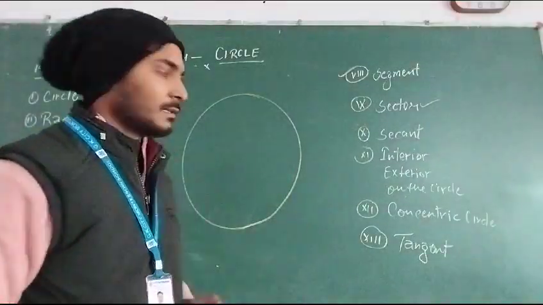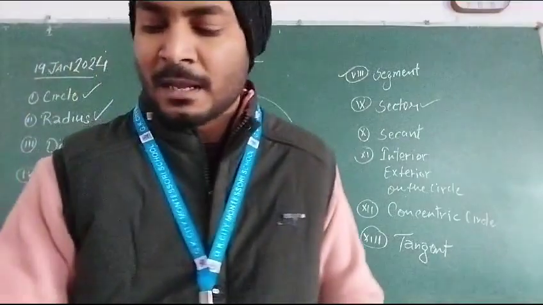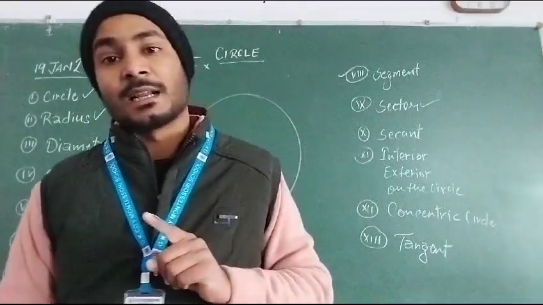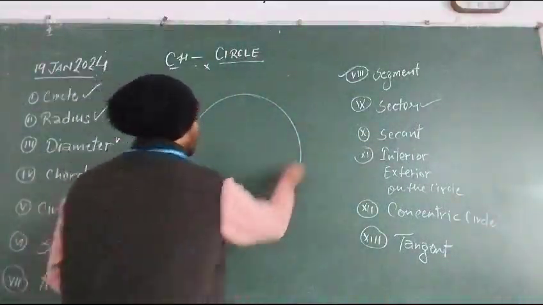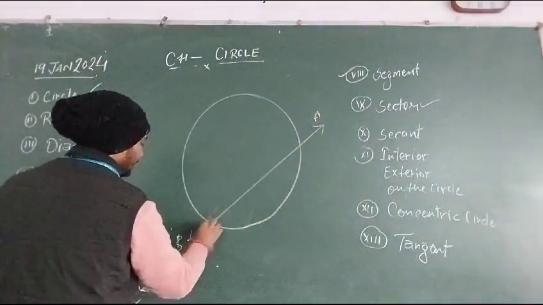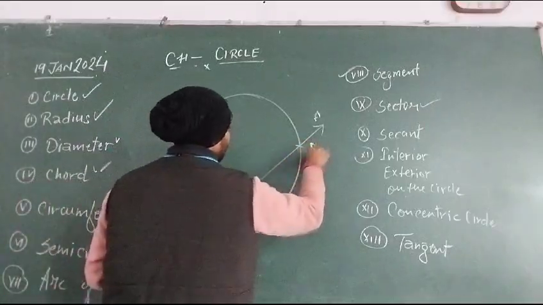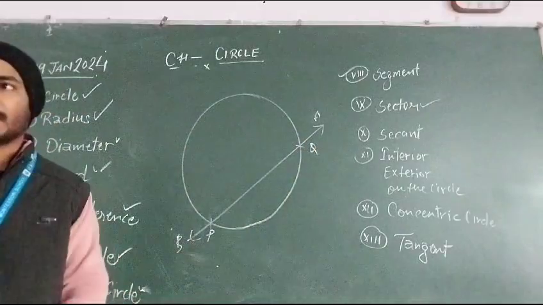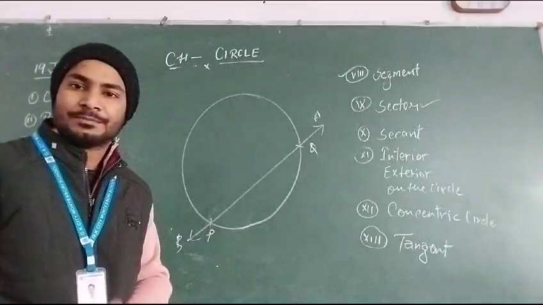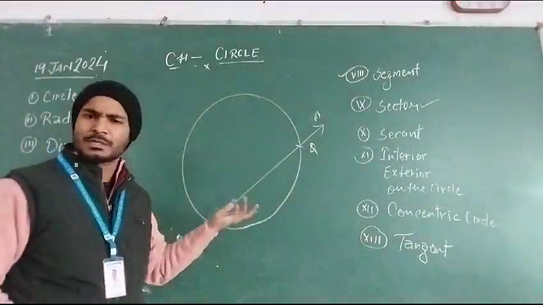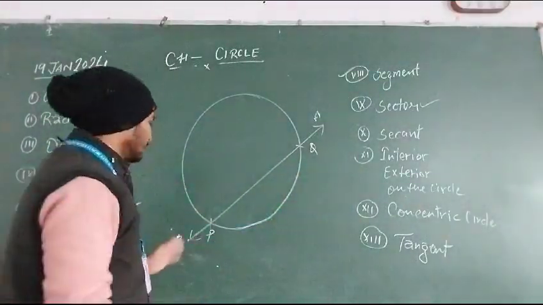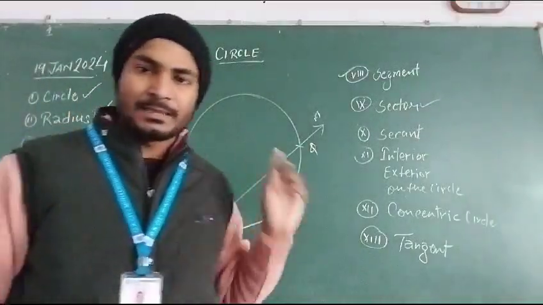So what is a secant? A line that intersects the circle at 2 points is called the secant of the circle. Let's suppose this is a line AB, and it is intersecting the circle at 2 points, P, Q. A line that intersects the circle at 2 points is called the secant of the circle. So this is the secant of the circle. Clear? ऐसे बहुत सारी लाइन हो सकती हैं जो बाहर से आएंगी सर्कल को कट करके पास निकल जाएंगे, यहाँ से कट कर ऐसे पास होंगे. So this is called the secant of the circle. Clear? AB is the secant.